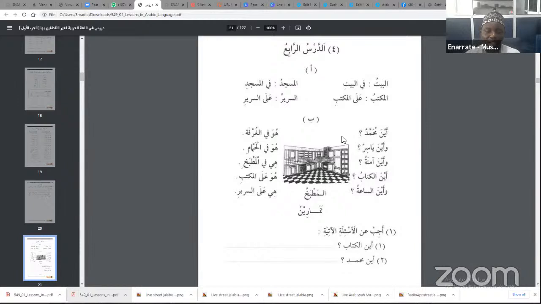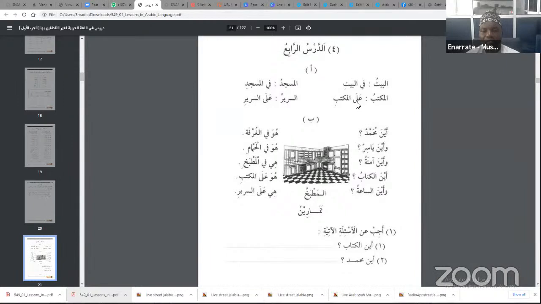So here you have al-baytu, the house. Then you have fil bayti, in the house. The word fi here is in. Al-masjid, you have fil masjid. The word fi here is in, like I mentioned. So that means in the house. Fil bayt, in the house. Fil masjid, in the mosque.